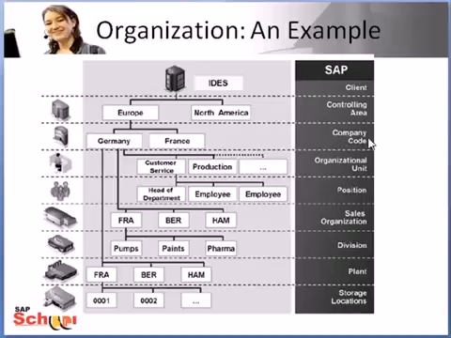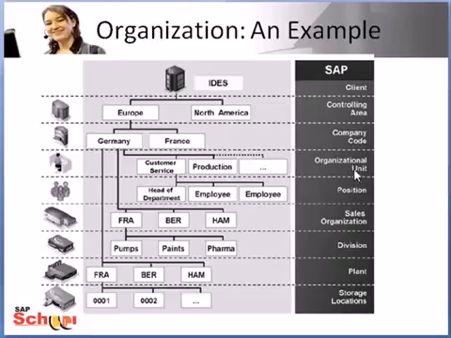Several company codes can be grouped in a controlling area. For example, Europe could be a controlling area where the company codes are Germany, France, etc. So controlling area is essentially a grouping organizational structure entity.